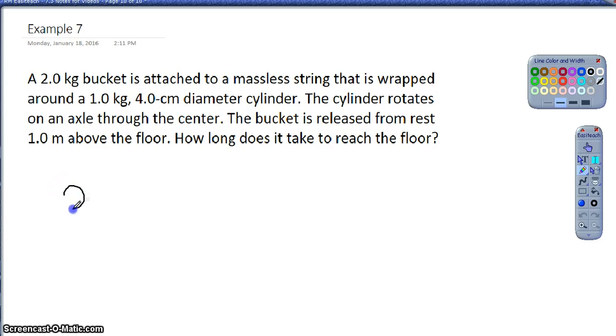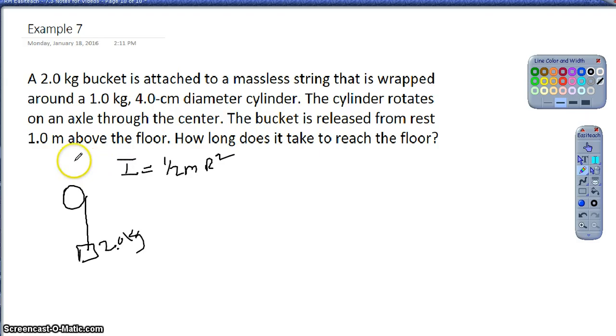So we've got our pulley. We've got a 2 kilogram bucket that is attached to that massless string, and it's wrapped around this 1 kilogram, 4 centimeter diameter pulley. So basically the same setup I had last time. I've got my 2 kilogram bucket, and then I've got my mass of the pulley, which they gave me here. It does tell us it's a cylinder, which is important because I know the moment of inertia for a cylinder, right, for a disk is 1/2 mr squared. So that does give me some information since they give me that.